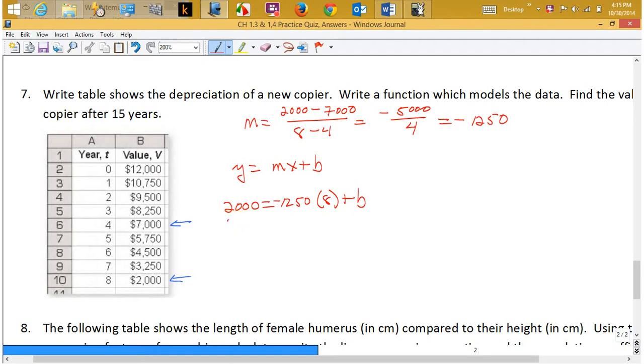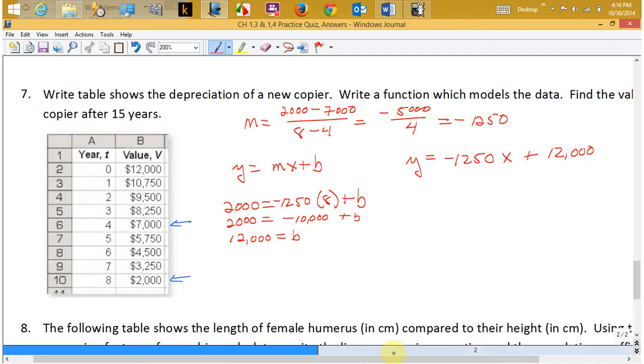So working this out, I would get 2,000 and this would be a negative 10,000 plus b. So we'll add 10,000 to both sides. I would get 12,000 is equal to b. So the equation would be y equals the slope of minus 1,250, that was the slope, times x plus 12,000.